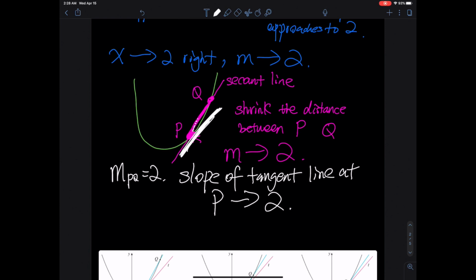We just did it. A parabola is not a straight line, it's a curve. I start with a secant. I have two points, and then I minimize the distance between them. I got a slope. The slope equals 2. This is how I find the slope of a curve using a secant line.